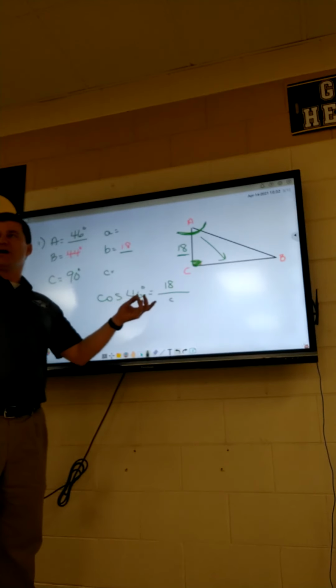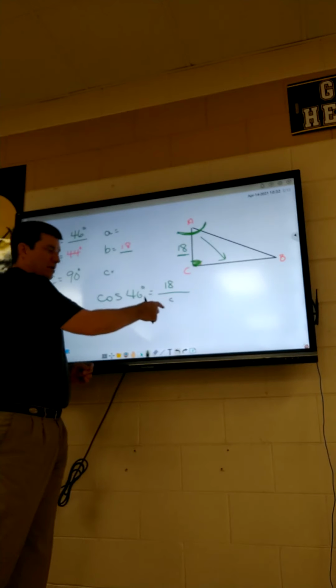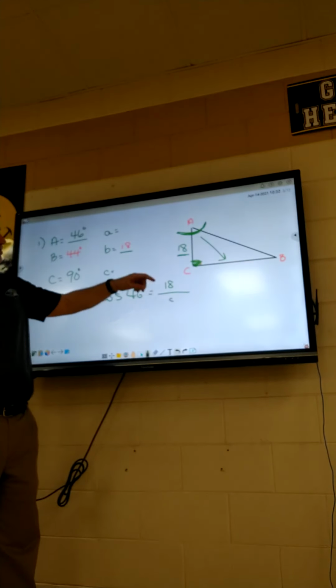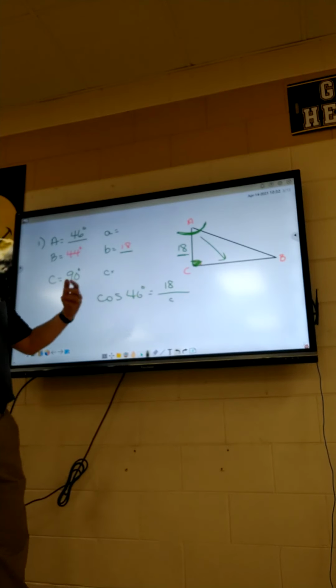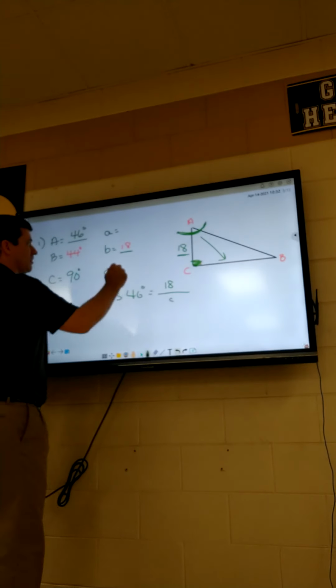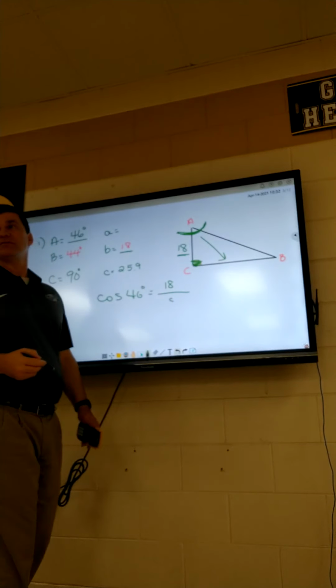Do y'all remember how to solve this or what to put in your calculator, Banner? 18 over cosine of 46. Yeah, when C's on the bottom, y'all just swap them. So in your calculator, you'll do 18 divided by cosine of 46. 25.91. 18 over cosine of 46. 25.9, where does that go? Look, Banner, we had a C in our formula.